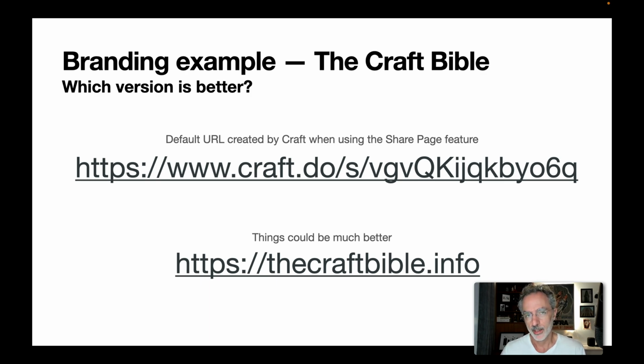As you can see on the screen right now, this is the web address that Craft created when I first shared the Craft Bible. Here I'm using the Craft Bible as an example of a shared document or a shared page. As you can see, this web address is pretty hard to understand or even remember. So you really have to share it by email or by text messages to others so they can access your shared page. There has to be a better way, and this is where the custom domain feature comes into play.